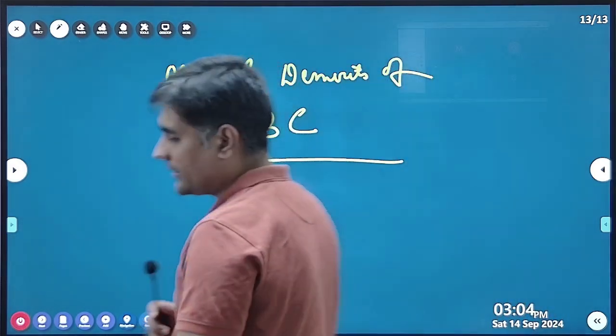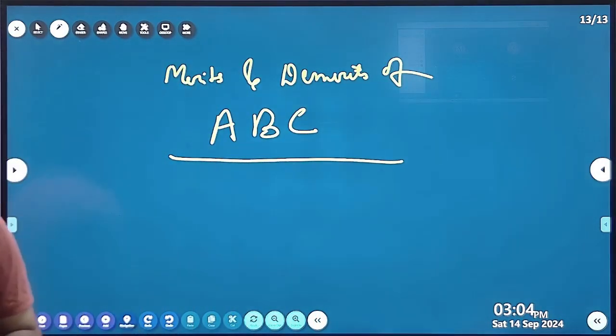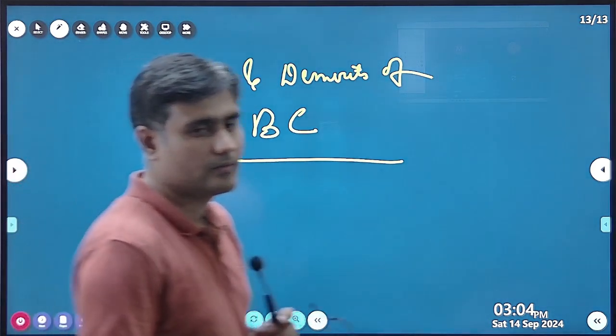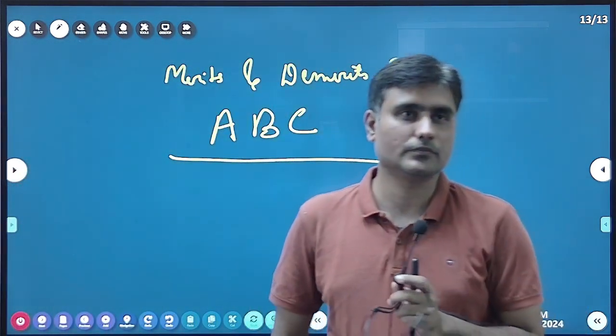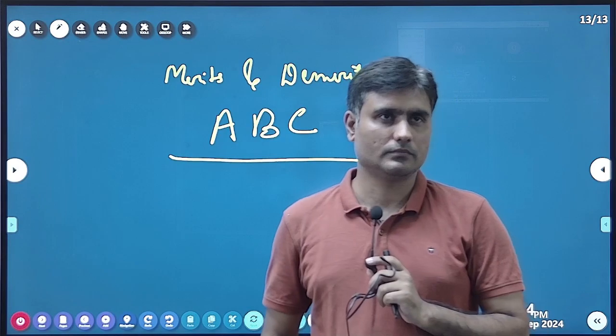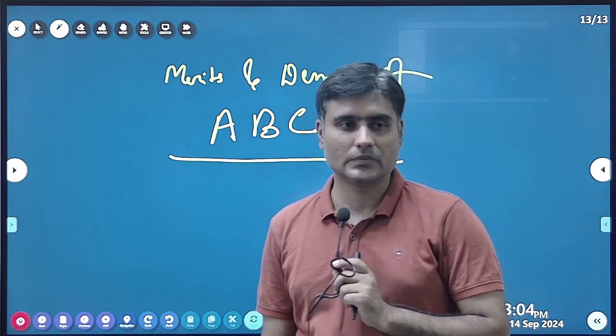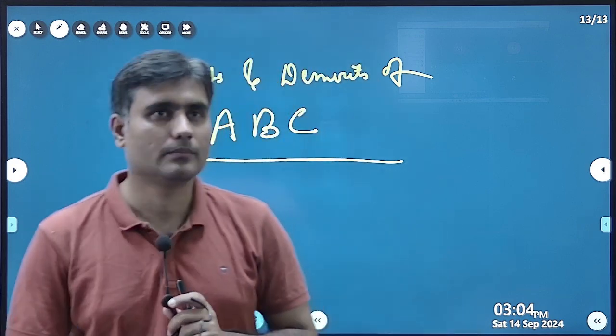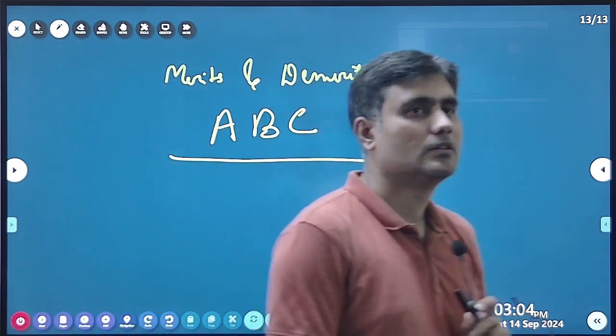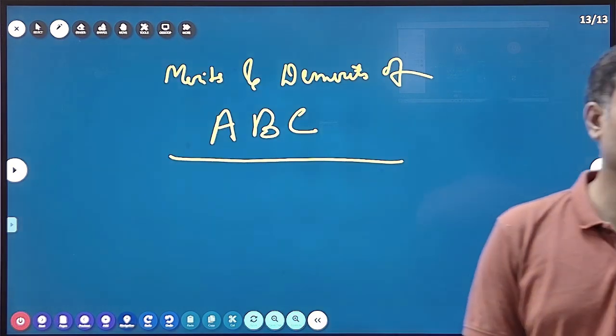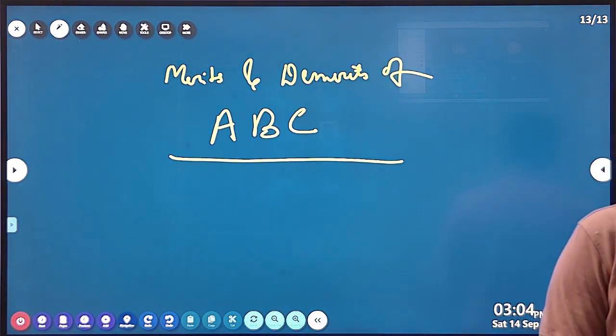So by now I think you all can write at least 5 merits of ABC. Right? You can? At least 5 merits. Manish, will you be able to write? Who is the other one? Mr. Nayak, Subhashree Nayak.